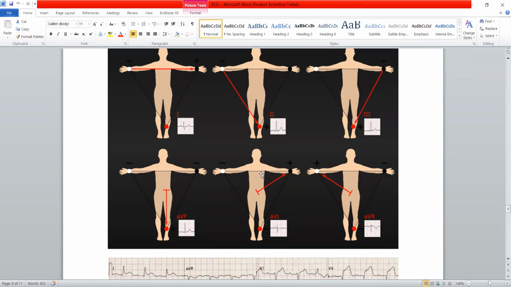Is that right? Now the 6th limb lead, which is AVR, as its name shows, has its positive terminal on the right arm, R for right arm, L for left arm, F for left foot. So I hope that now everyone knows the placement of different leads of ECG and how they are related to different walls of the heart.